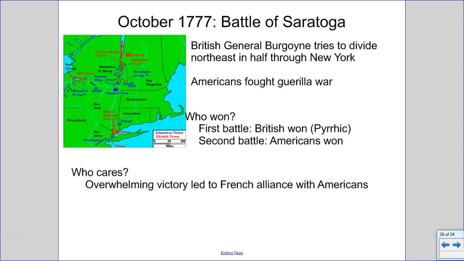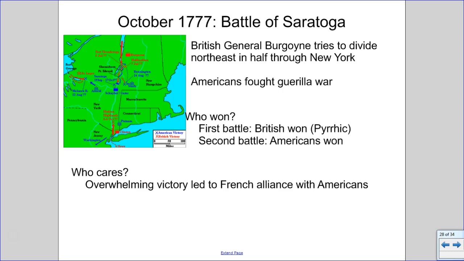So they fought two battles along the way called the Battle of Saratoga. The first one was a British victory, but it was another Pyrrhic victory, right? They won, but they took huge losses. They didn't gain anything of value, but the Americans had to retreat, so technically it's a win, but it wasn't any real value. The second battle was a massive American victory.